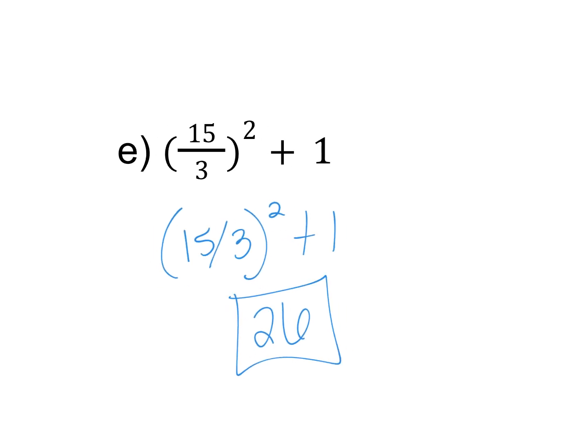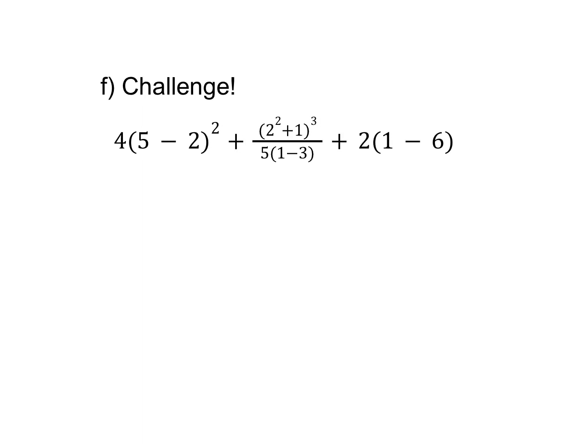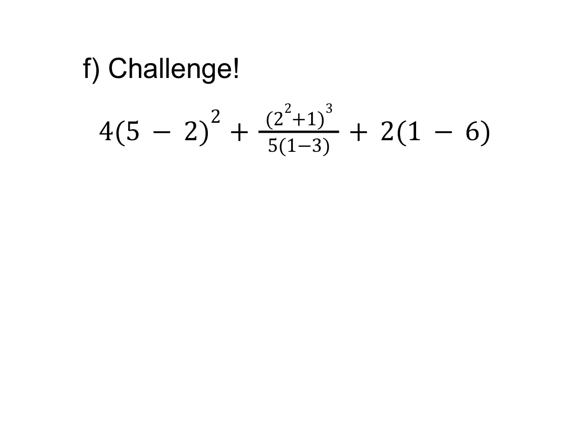All right, this crazy one, last one. Challenge. If you want, pause the video, try it yourself, see if we can get the same answer. I'm going to break this up into, let's do 3 pieces, maybe 4 pieces. I'll do this section first, then this section, then this section, and then I'll do this all at once. It's kind of crazy, but that's all right. So it's 4 parentheses, 5 minus 2 squared. That's the yellow part. And I'm getting 36.